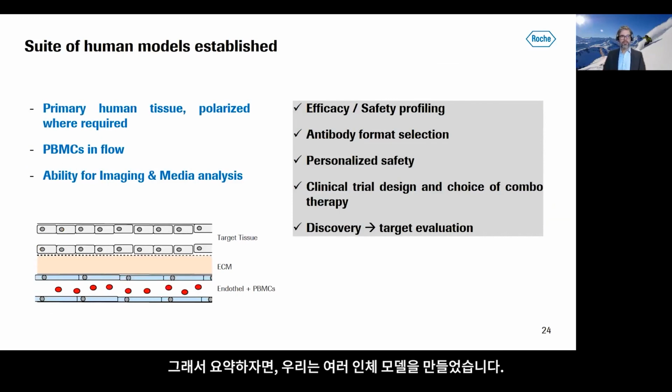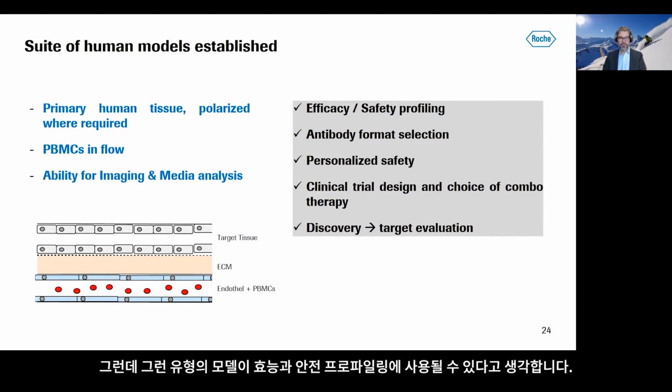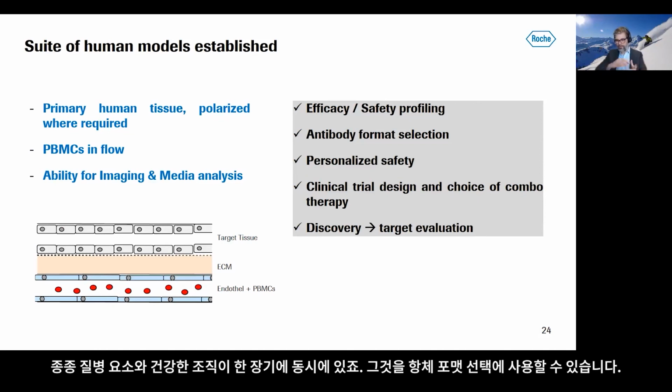So in summary, we have in the meantime established a whole suite of human models. They all are built based on primary human tissue. They're polarized where required, and we have the PBMCs from the same patients in a flow-based system. So we have typically the ability for imaging over longer time periods and also media analysis. We think those types of models can be used for both efficacy and for safety profiling. Sometimes we have both the disease element as well as the healthy tissue in the same organ. We can use that for antibody format selection.